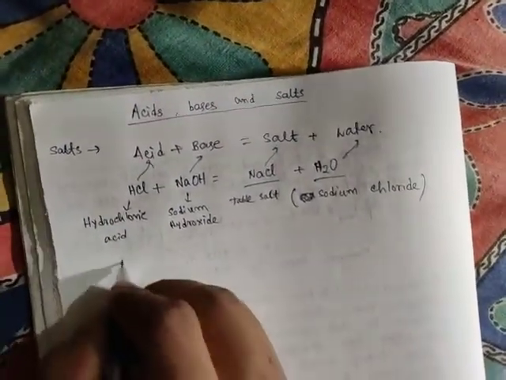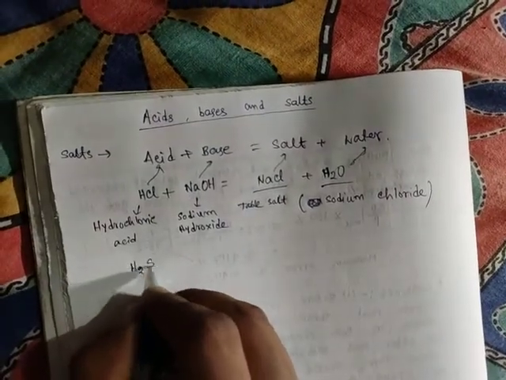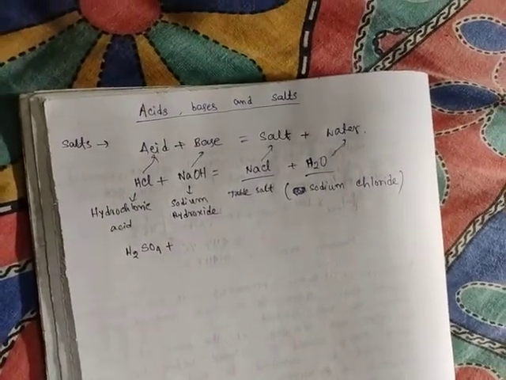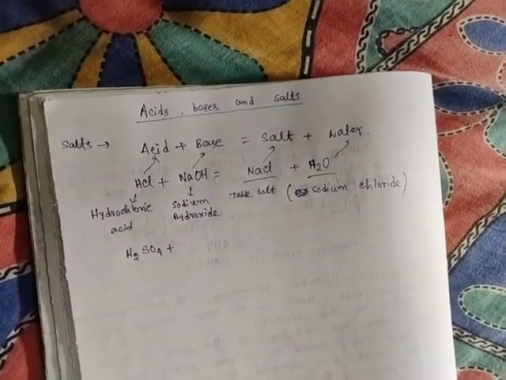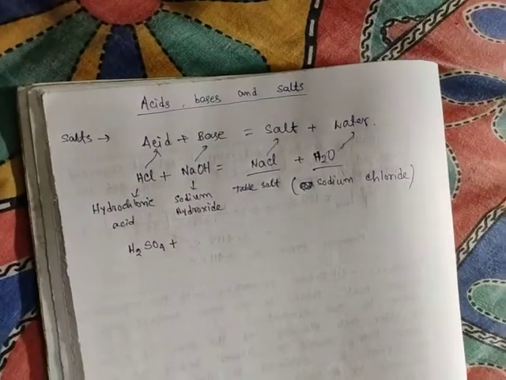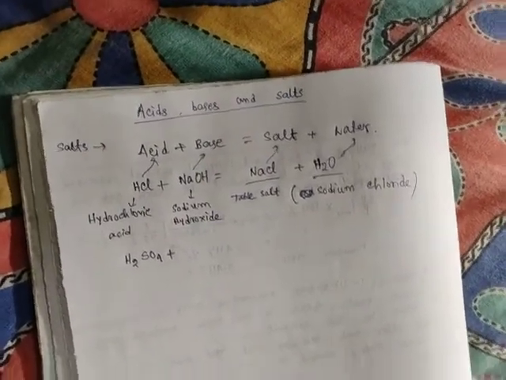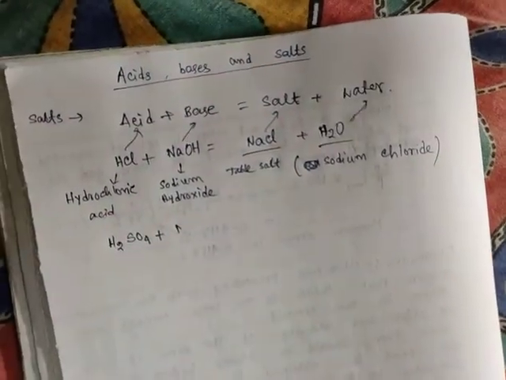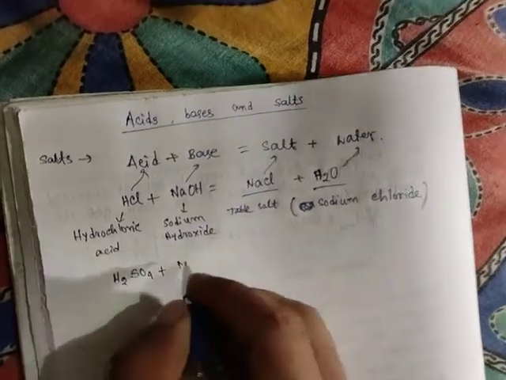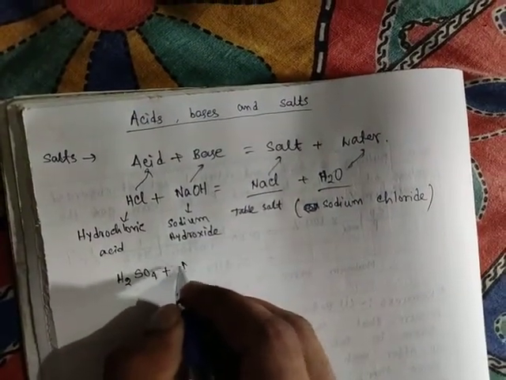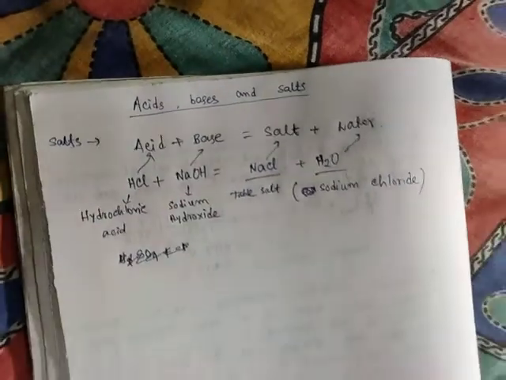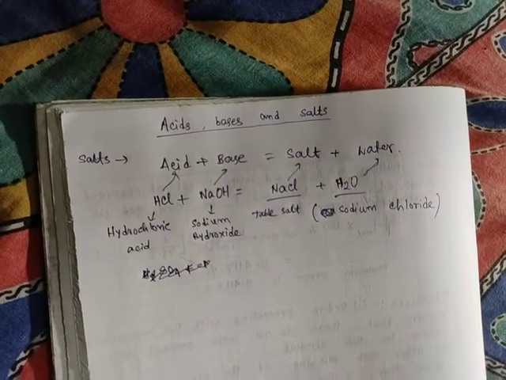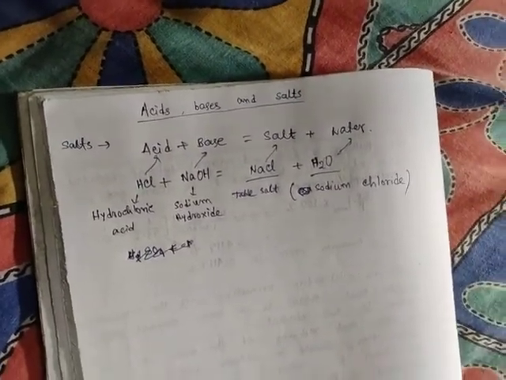Another example, H2SO4 plus. Okay, leave it. So this is the example of how salt is produced.